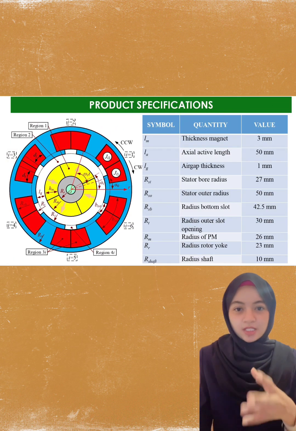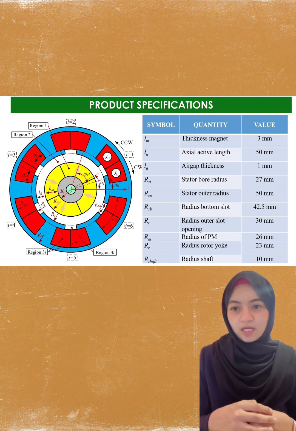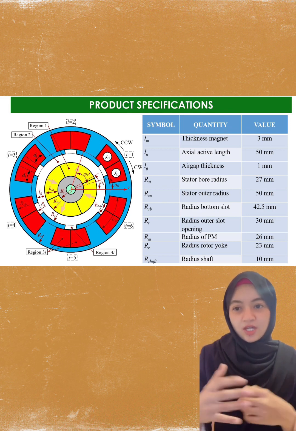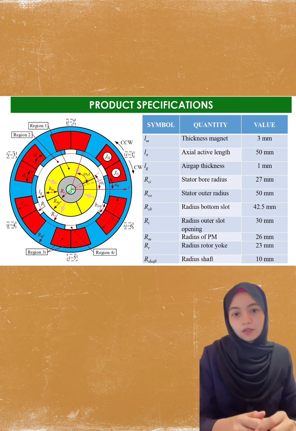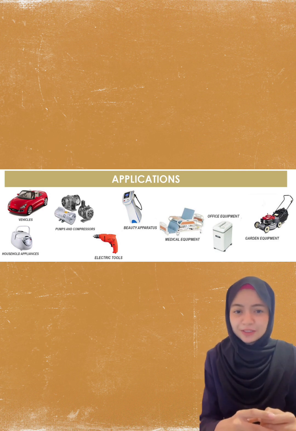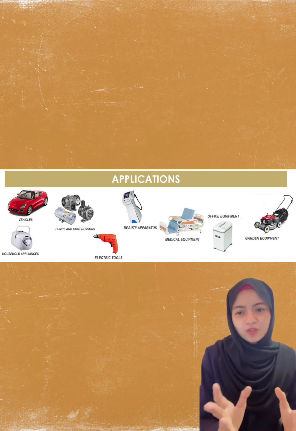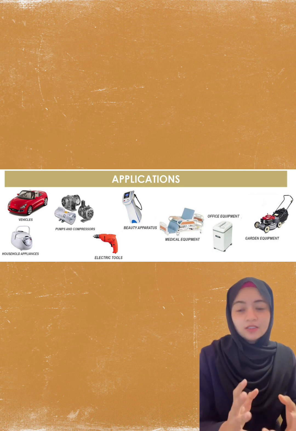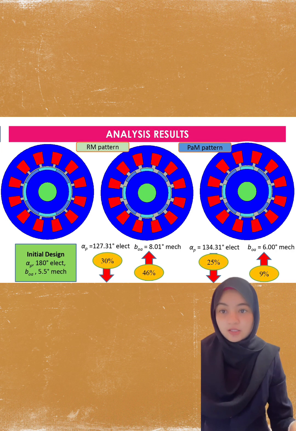Next, this is the product specification, which is 12-slot 8-pole PM motor. As we can see, there are several motor dimensions which have been calculated, such as magnet thickness, axial active length, air gap thickness, and several motor radii. This product can be seen in our daily life, such as in refrigerator, printer, air conditioner, fan, and also can be used in medical equipment, office equipment, electric tools, garden equipment, and also beauty apparatus.